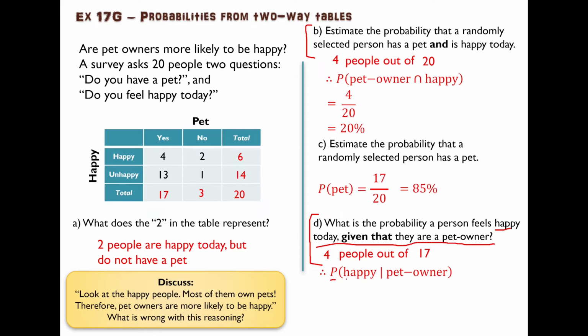Therefore, the probability of being happy given that. This line here means assuming that someone is a pet owner. I randomly pick someone who I know is a pet owner, and out of those people, how many of them are happy? That's what this line means. It means given that. All right, so the probability of being happy given that they're a pet owner we've got here is 4 out of 17. I can calculate this as a percentage, which rounded off is 24%. So if you randomly pick someone who is a pet owner, there's a 24% chance that they're happy.